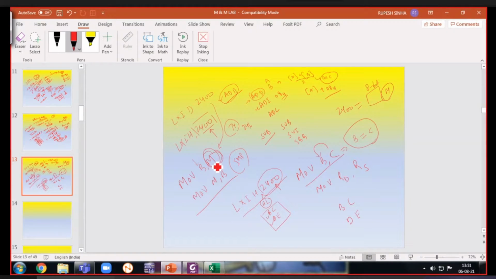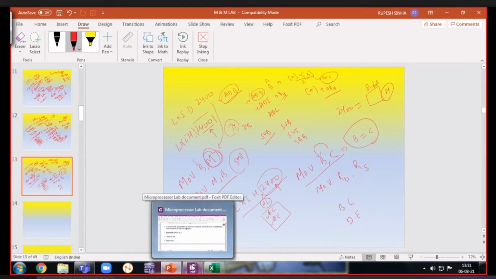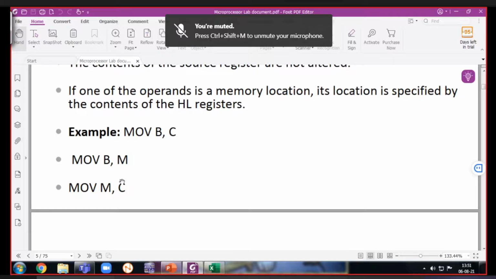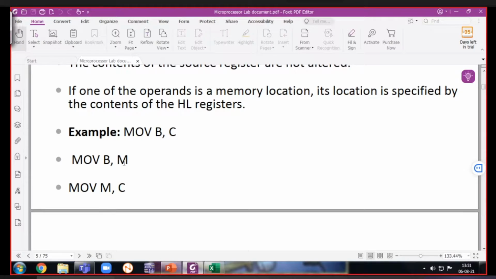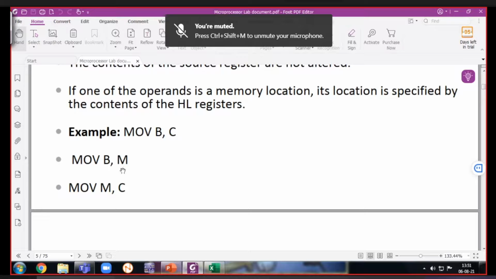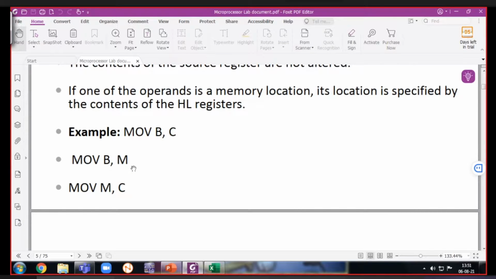Move B comma M. M specifies the content of the address which is stored in the HL pair, not in the DE register pair, not in the BC register pair. Clear? You have to remember this concept. If I am writing move B comma M, M specifies the content of the address which is stored in the HL pair only. See, it is mentioned here also: its location is specified by the contents of the HL register.